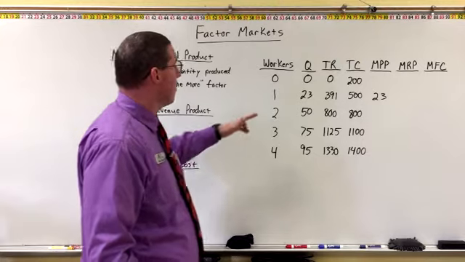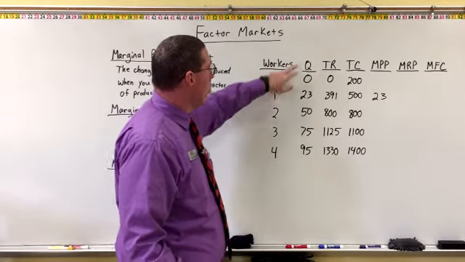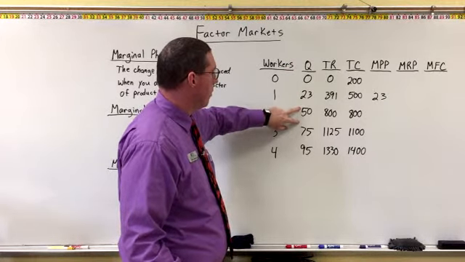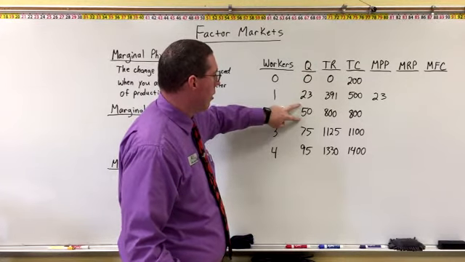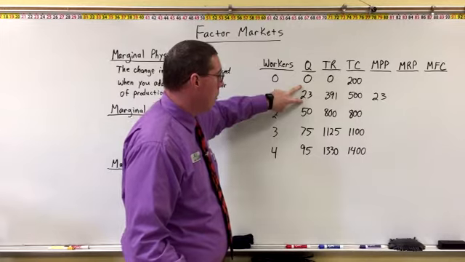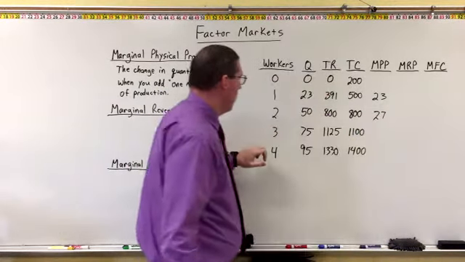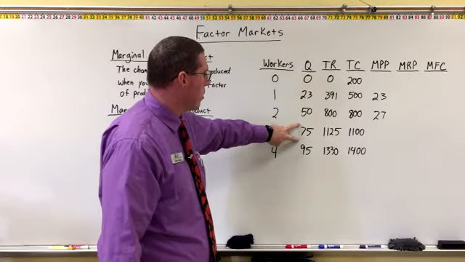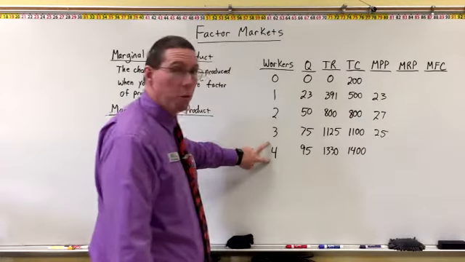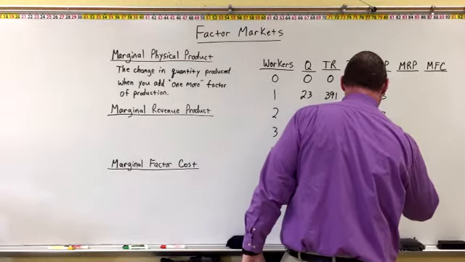What is the marginal physical product, or the marginal product of the second worker? Well, on the second worker, quantity is going up by 27. It's going from 23 up to 50. And the way you're going to calculate the marginal product is by taking the new number, and subtracting away the old number. And 50 minus 23, that's 27. The marginal product of the third worker is 75 minus 50, which is 25. And the marginal product of the fourth worker is 95 minus 75, which is 20.